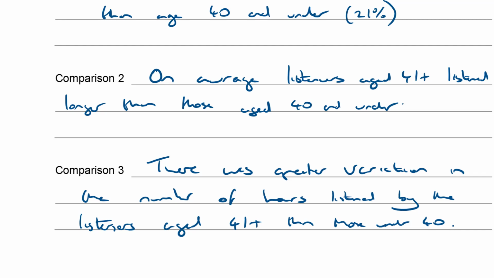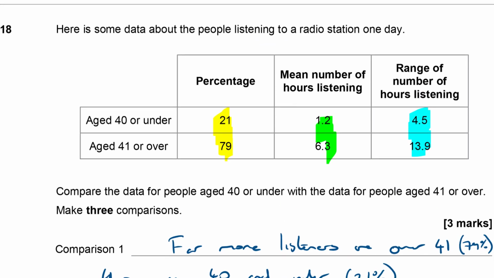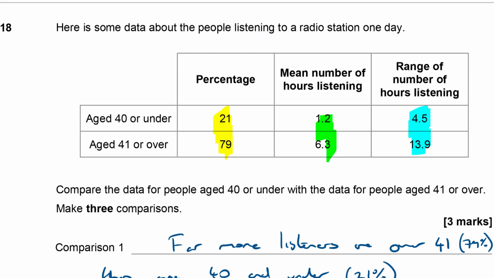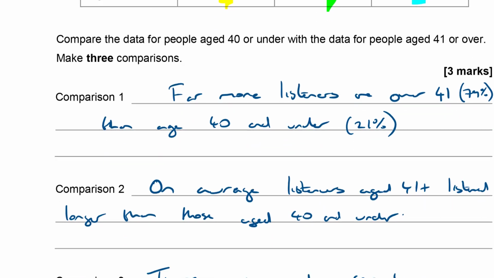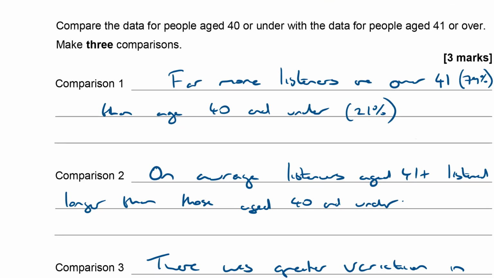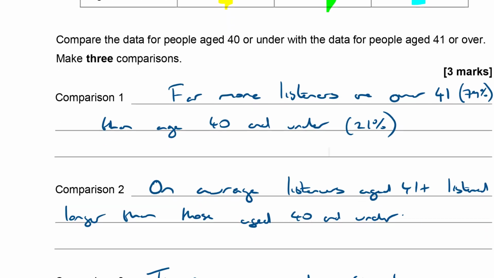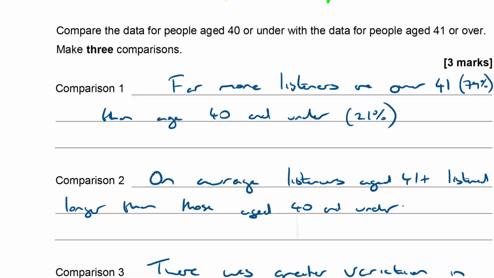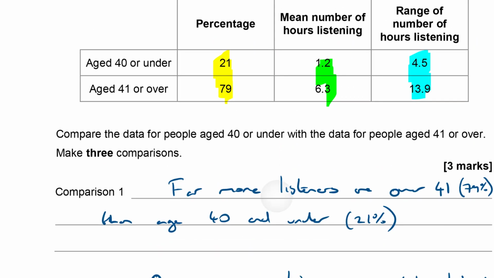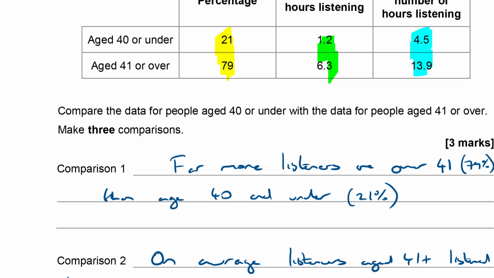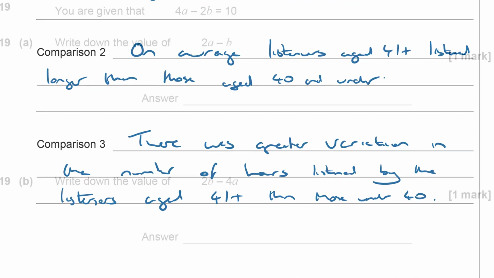Okay, so I've done 3 comparisons, and each comparison I picked a different one of those things here and I talked about them. Now notice that I'm answering in context. I'm trying to talk about what these values mean and not just what the numbers are. That's quite important when you're comparing. So you have to come back and talk about the actual thing that you're talking about, not just the numbers. Okay, let's move on.